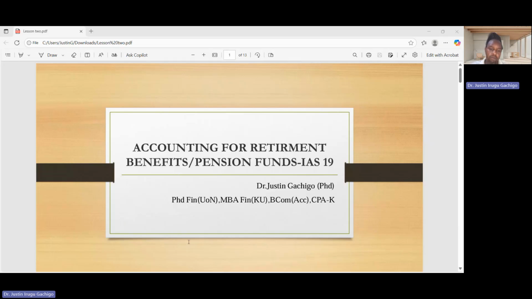Then we have the opening balance. In this one, you can be able to prepare the net assets and the changes just by classifying those items. The question here is that you are required to prepare the statement of net assets available for benefit and the statement of changes in the net assets. So try that question, test your understanding, and submit it by Wednesday next week.